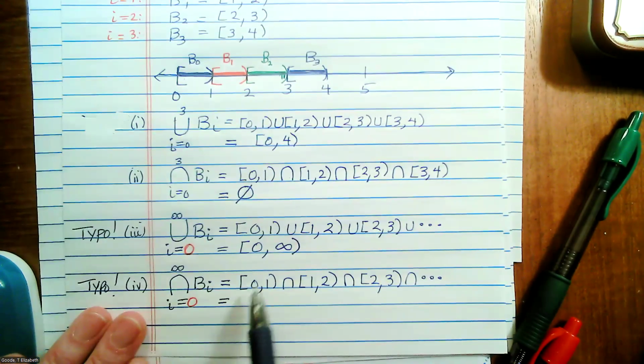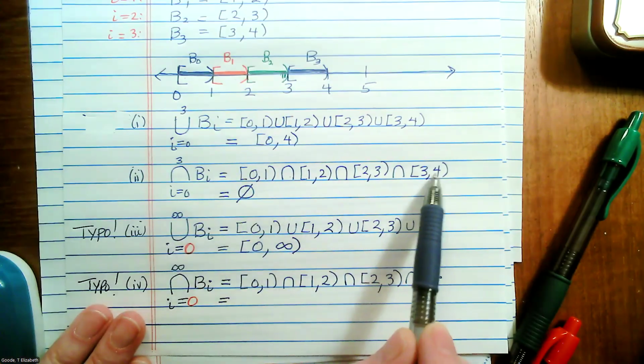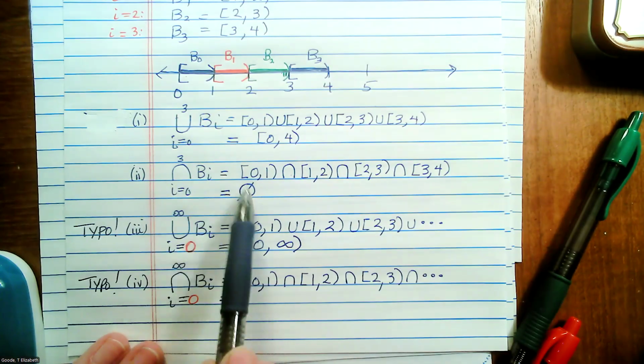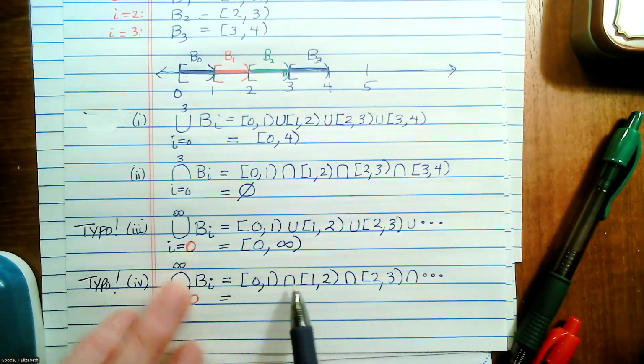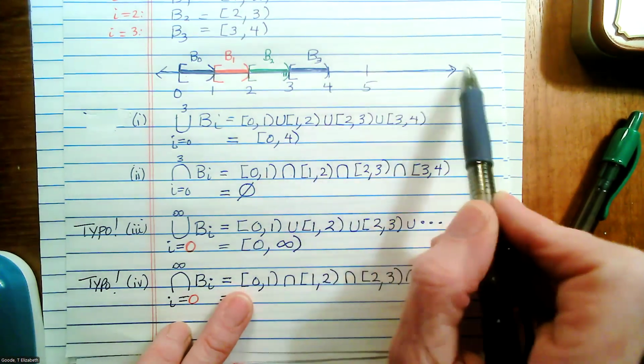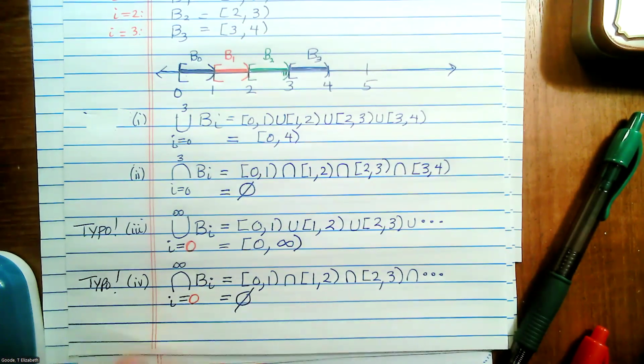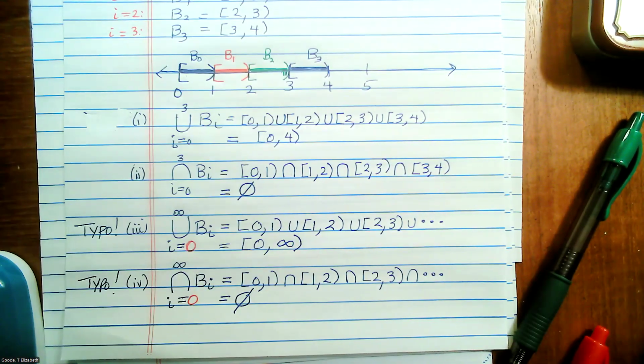Now let me ask you the question. There was nothing in the intersection from 0 to 3 of the B sub i, right? Does it help to intersect with even more? No, it's going to be the same thing. It makes it worse. Intersecting with more and more sets just compounds the restrictions.